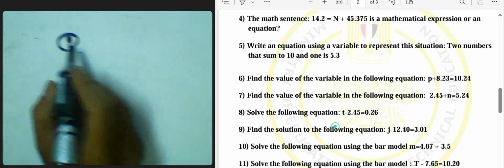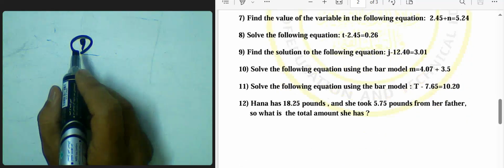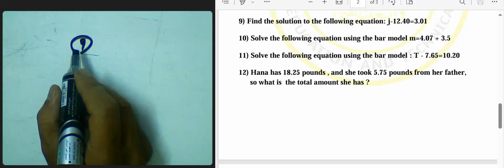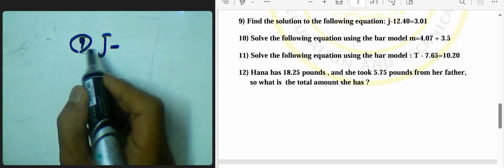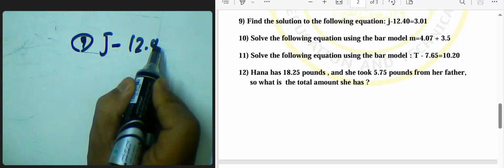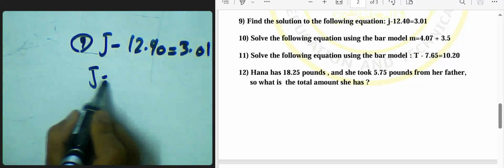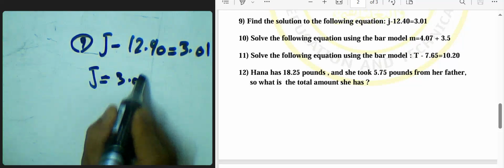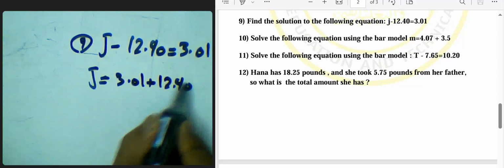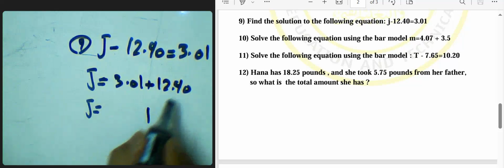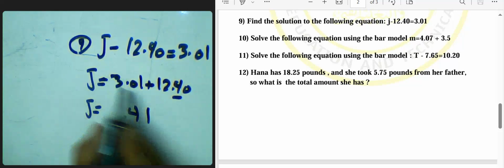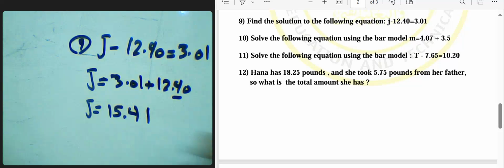Question number 9. Find the solution of the equation. عندي j subtract by 12.4 and 0 equals 3.01. عشان نجيب الجي هنعملهم بلس يبقى 3.01 plus 12.40 then j equal 0 plus 1 equal 1, 4 plus 0 4, 3 plus 12 equal 15.